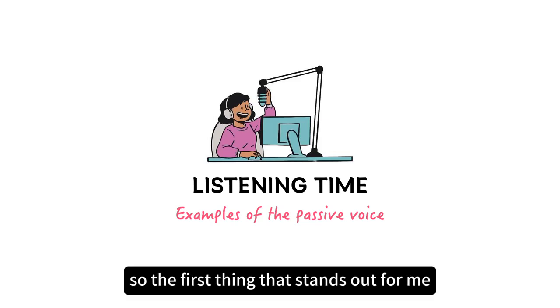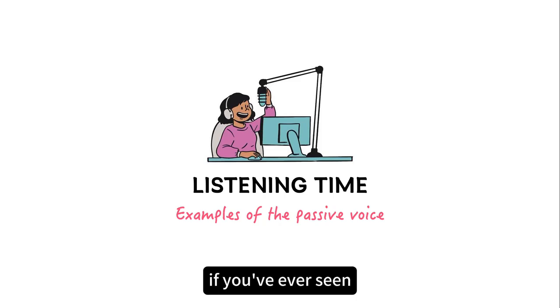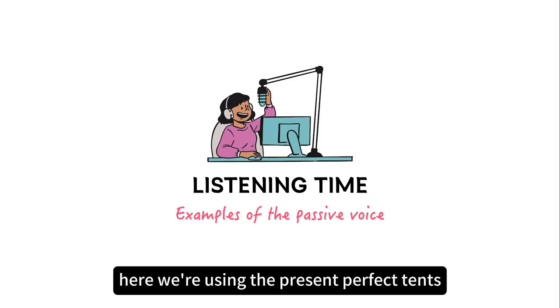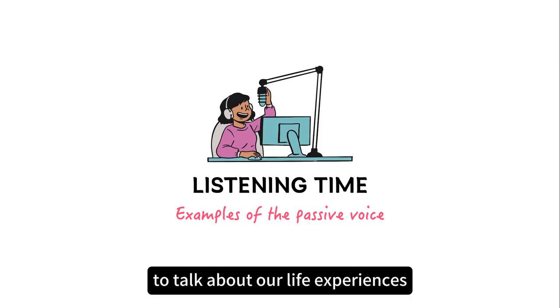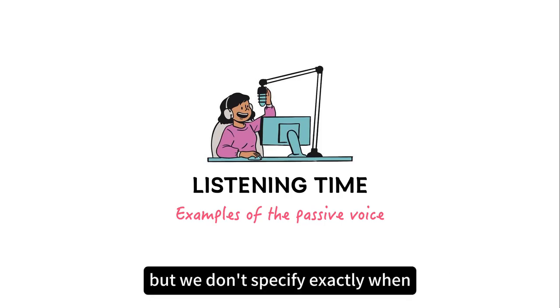So the first thing that stands out for me is the tense we're using here. If you've ever seen. Here we're using the present perfect tense to talk about our life experiences. So something we've done in the past, but we don't specify exactly when.